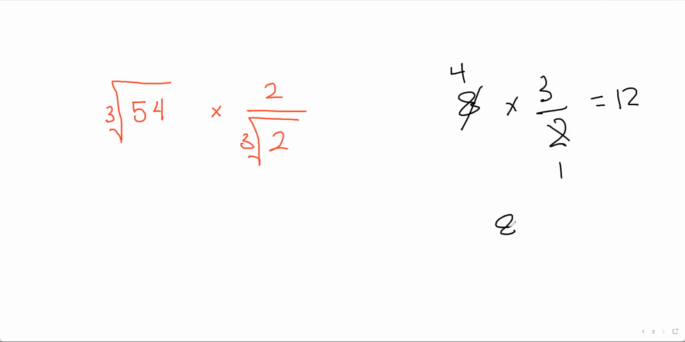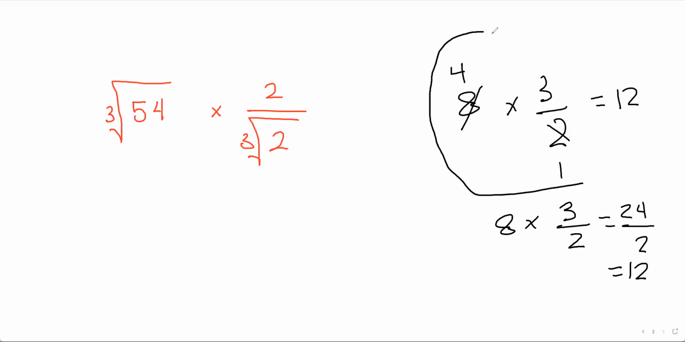Some people choose to multiply 8 into the 3 halves by just multiplying the 8 to the top, which gets you 24 over 2, which still gives you 12. I recommend you reduce first, because when we multiply fractions, we always want to reduce when we can. This method is a lot better than that, and especially will help you in the long term. Now here, we're going to do the same thing. The cube root of 2 goes into itself once.